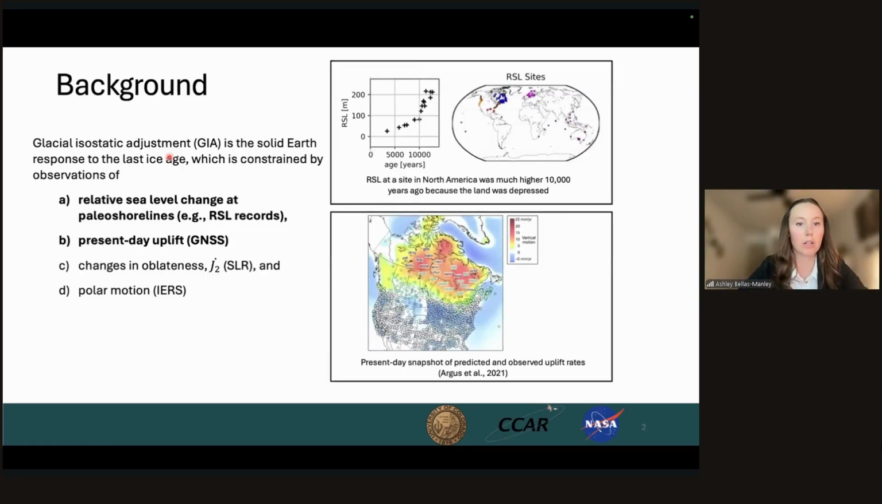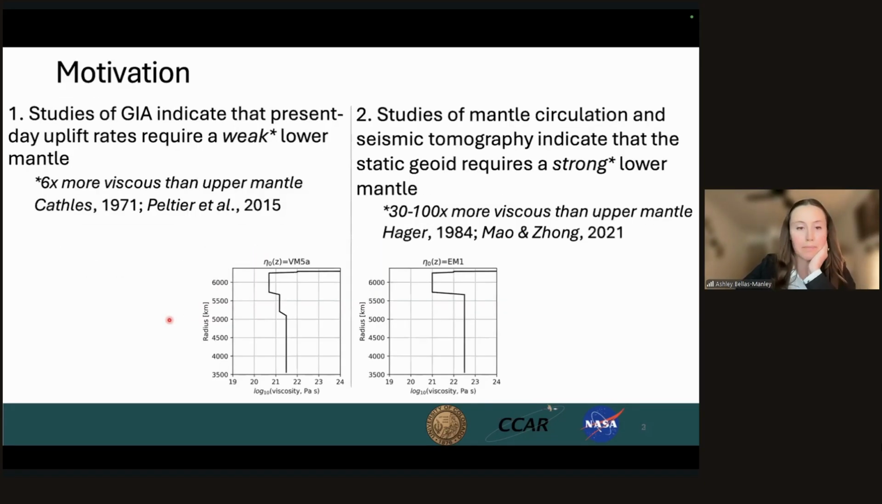GIA is the solid Earth response to the last ice age, and it's observationally constrained by relative sea level change records. Those are time series that often span over 10,000 years at hundreds of sites around the globe. It's also constrained by GNSS uplift, which is a present-day snapshot of vertical land motion rates, changes in oblateness, or J2 dot, and polar motion.